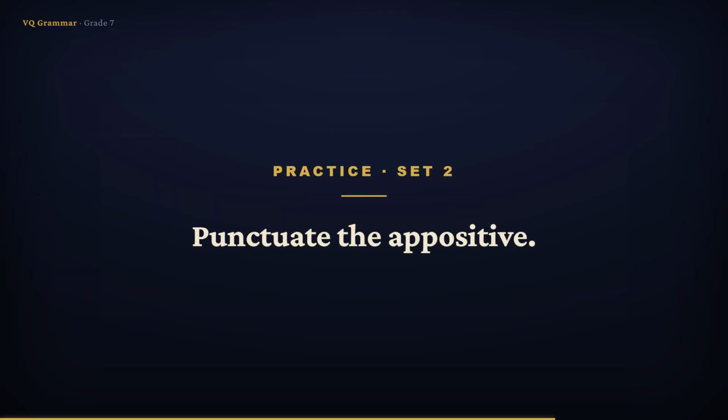In this second set, we focus on the commas. Remember, an appositive in the middle of a sentence needs a comma on each side, and one at the end needs a single comma before it. Pause and choose before I answer.